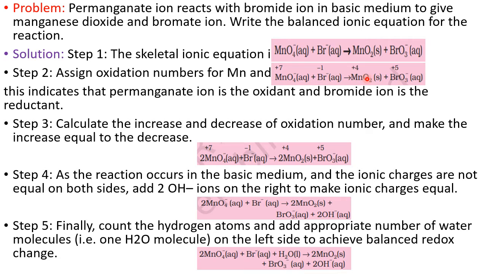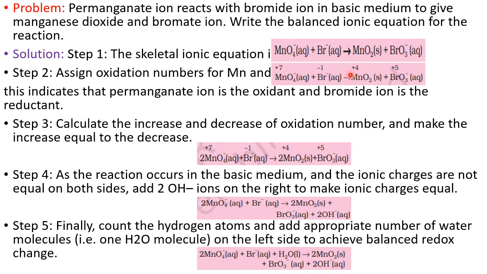Increase the ON by 6. Now what about manganese? Manganese was plus 7. Now it is plus 4. So manganese has undergone a decrease in the ON by 3 per manganese atom. Okay, so decrease by 3 per atom, increase by 6 per atom.